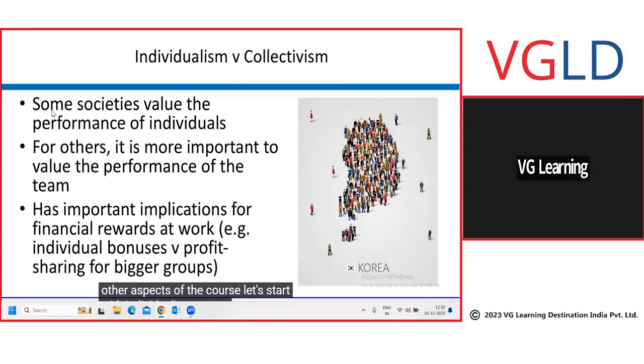Let's start with individualism versus collectivism. Here, the issue is that some societies absolutely value the role and performance of individuals over the team, whereas in other societies, other cultures, teamwork, the importance of the team, is more important than the individual. And of course, this has significant implications for how employees are rewarded. Do you give them financial bonuses, for example, commissions, based on how they perform as individuals, or do you set financial rewards up to improve motivation based around team performance? You can see how a different cultural attitude to team versus individual influences areas like motivational strategy.